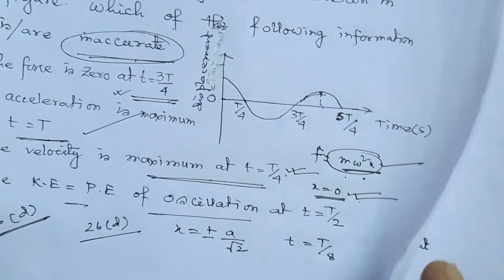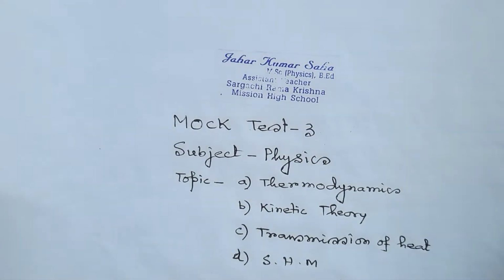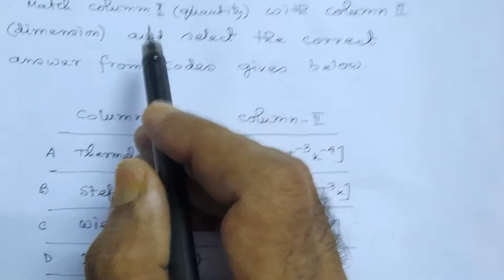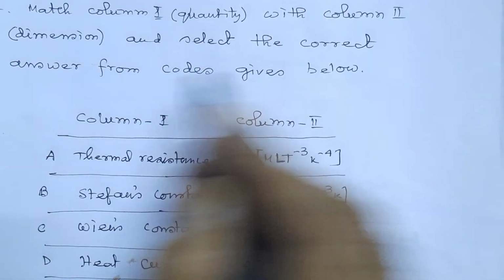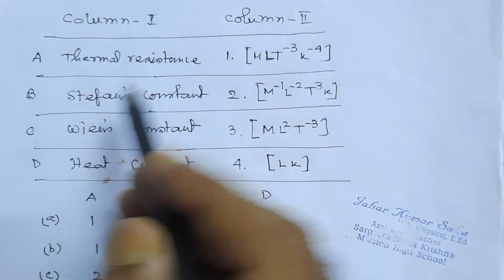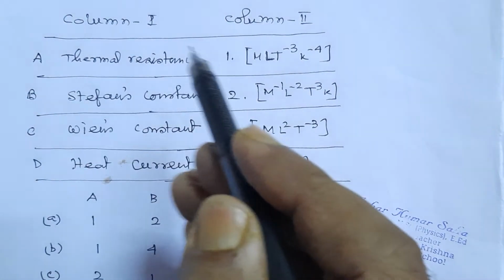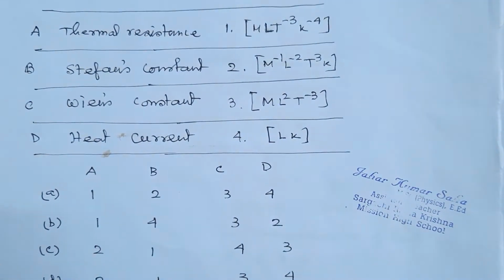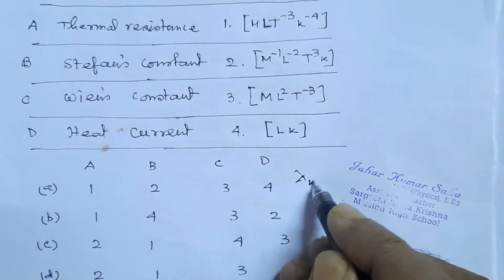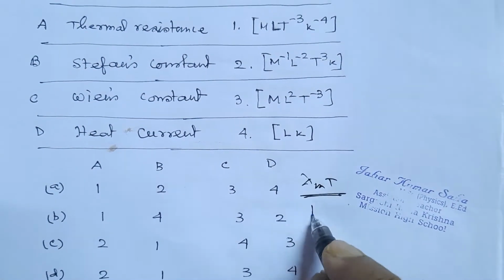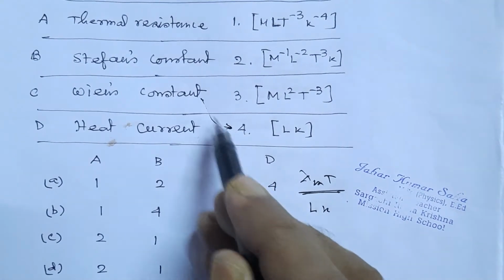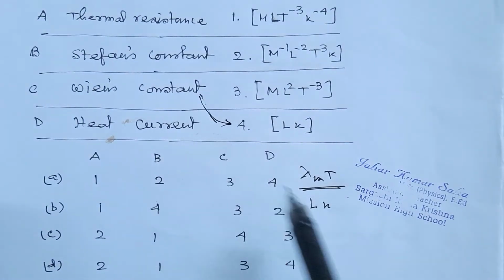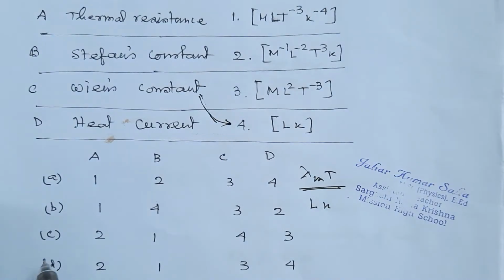Now let us see question number 27. Match column 1 with column 2 and select the correct answer for the codes given below. First, thermal resistance. Second, Stefan's constant. Third, Wien's constant. Fourth, heat current. Wien's constant is λm into T, so its dimension is Lk. So Wien's constant is 4. So C is found in 4, C having the correct answer 4.